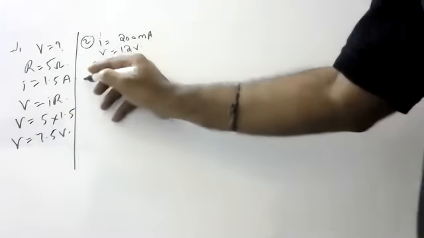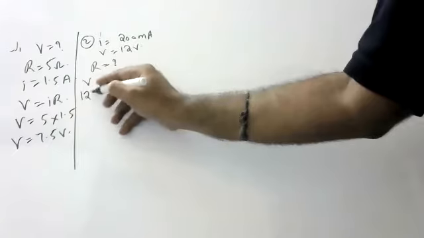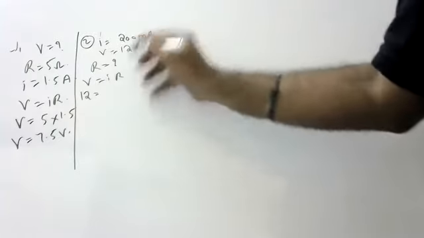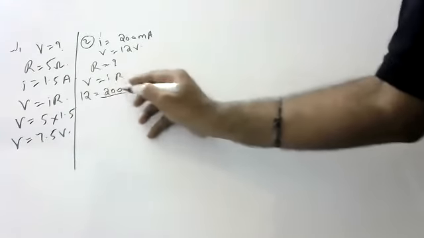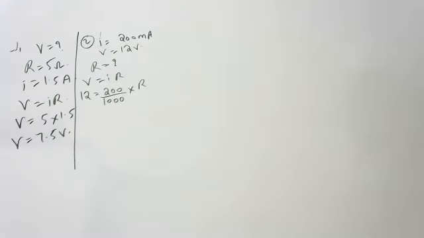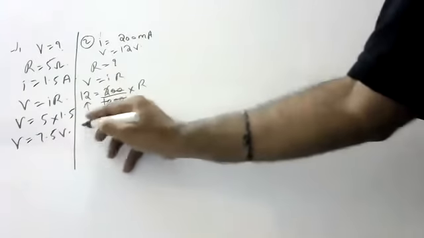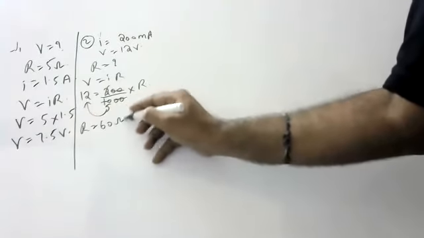It's V by I, right, sir? V is equal to IR. 12 is equal to I, which is 200 by 1000, into R. Milli means you should divide by 1000. So this cancels, 2 fives are 10, 12 fives are 60 ohms.